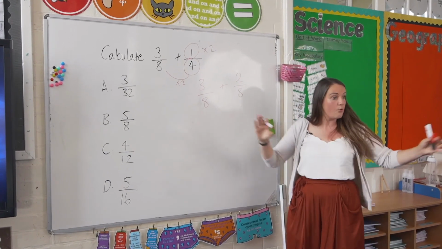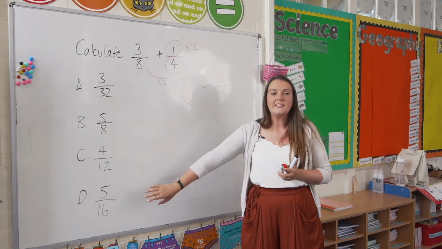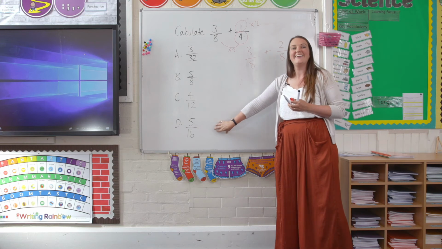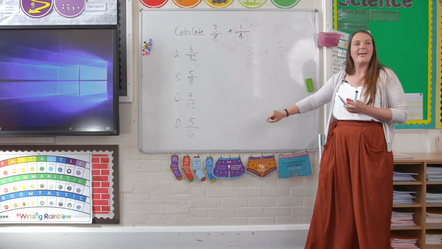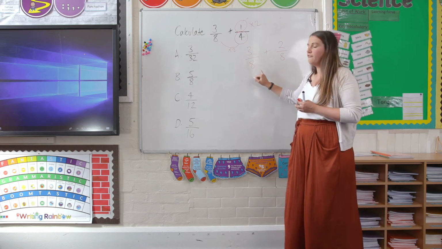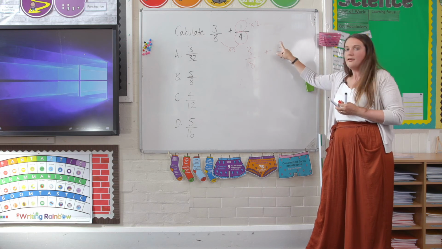At this point, you might think all your work's done. If you have ended up with your answer as D, Jamie, what do you think you might have done there? So you're thinking you've got 5/16, you've added 8 and 8. Yeah, absolutely, and you've added 3 and 2.